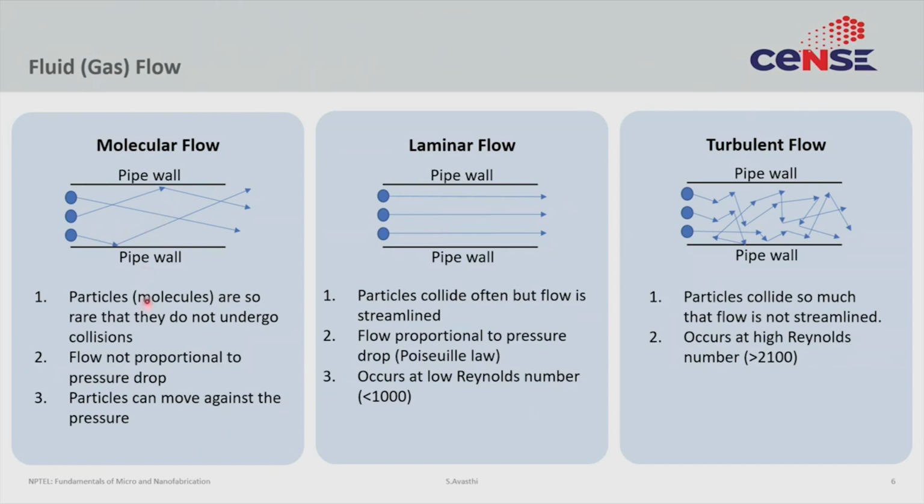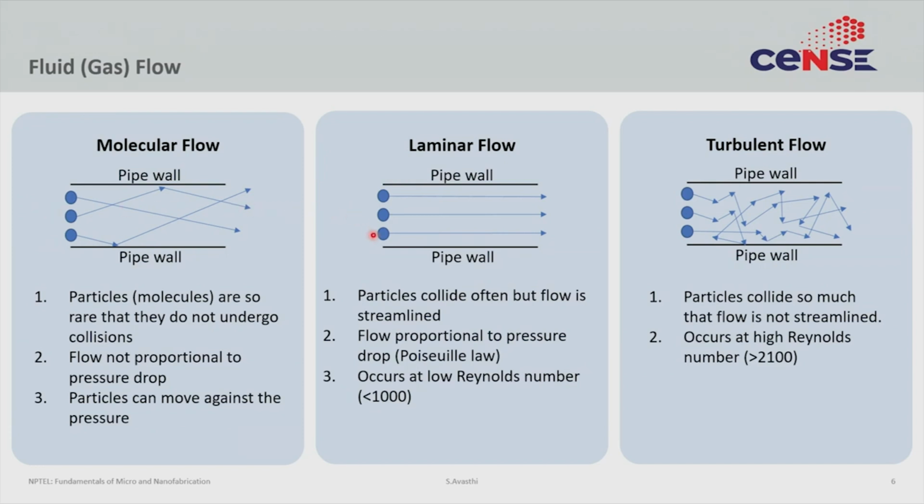In these cases, the flow is actually not proportional to the pressure drop across this pipe. So, simply because you have a pressure gradient does not necessarily mean the flow will scale with that pressure. This is the case that happens in vacuum chambers. Right? So, if you have a vacuum chamber and very low pressure, then you are in a molecular flow regime.